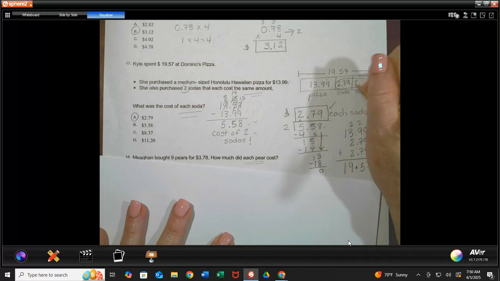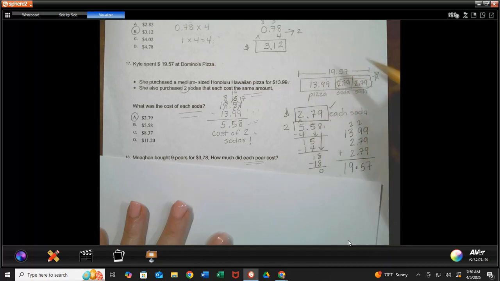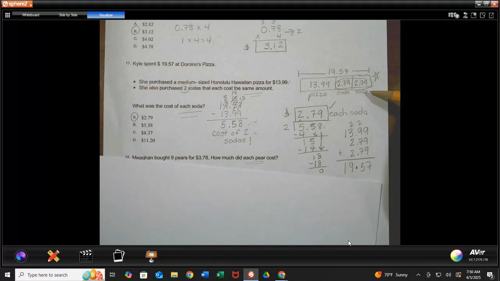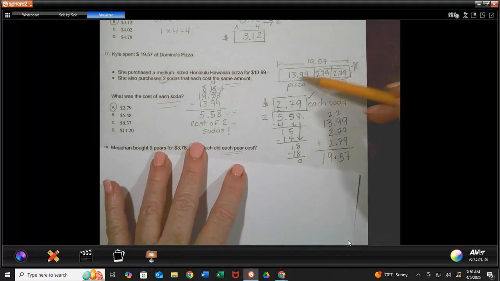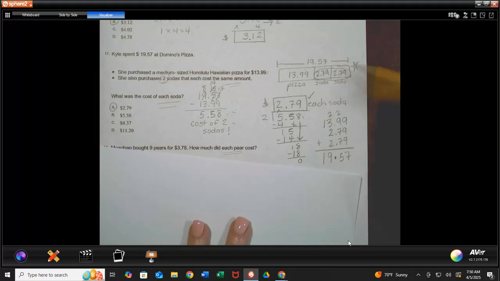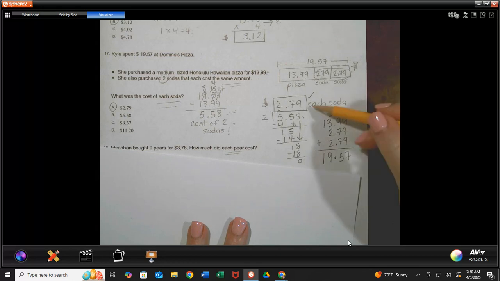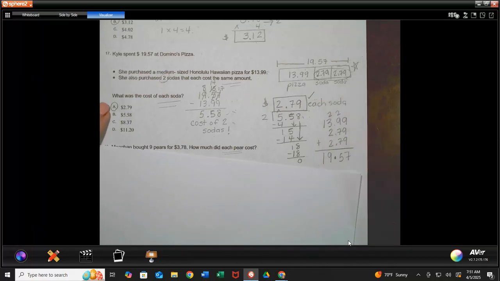So when I put it in the answer bank, when I put it in the bar diagram, I'm going to come over here and check it real quick. It's not going to take long. So when I added $13.99 plus $2.79 plus $2.79, the 3 items, I get $19.57. That told me that $2.79 was indeed the correct answer for the cost of each soda, and I picked it.